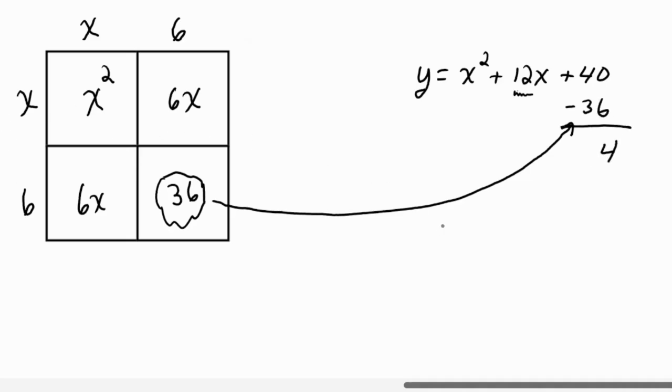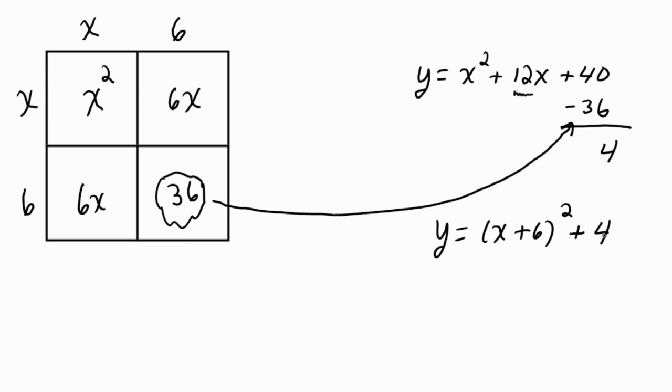Now this is a perfect square. y equals x plus 6, the quantity squared, and then we have a plus 4 left over. So we complete the square and we put it in vertex form. All right, in the next video, let's try it where the middle term, when we take half, comes out to be a fraction. See what that looks like.